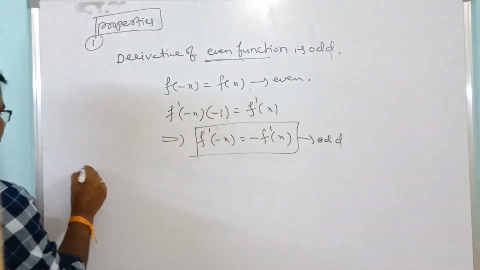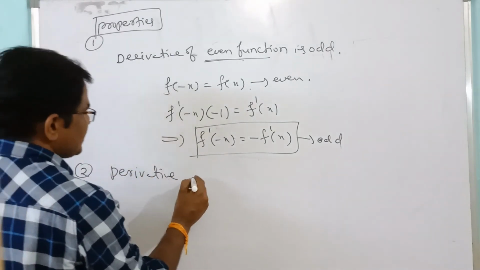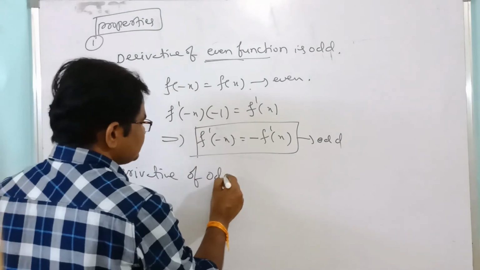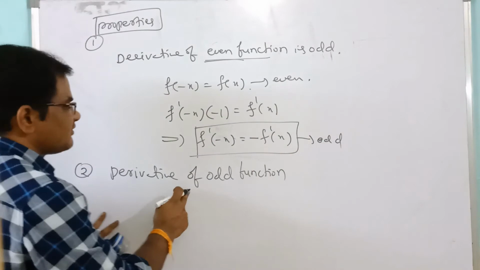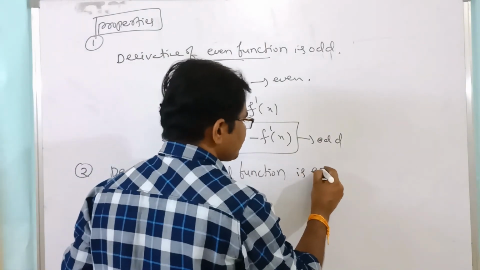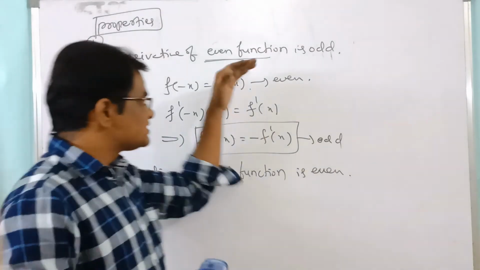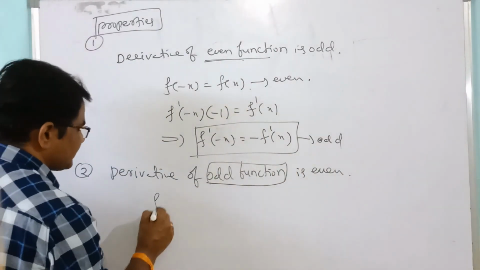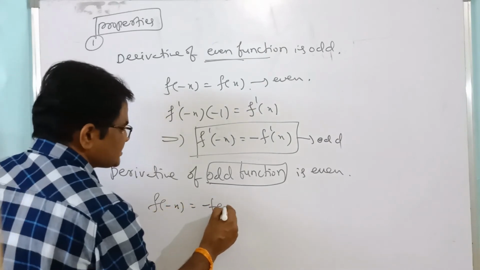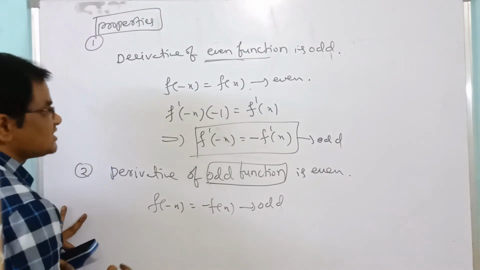Next, second one. Derivative of odd function. Derivative of or first derivative of odd function is even. First derivative of odd function is even. Same, you take derivative of odd function means you take the odd function f of minus x equal to minus f of x. So this is odd function, right? Do the differentiation for this one.